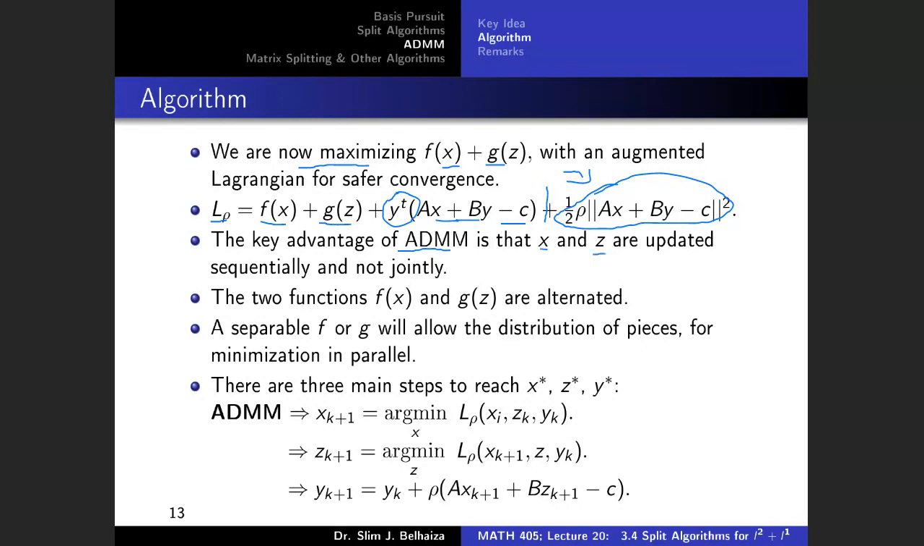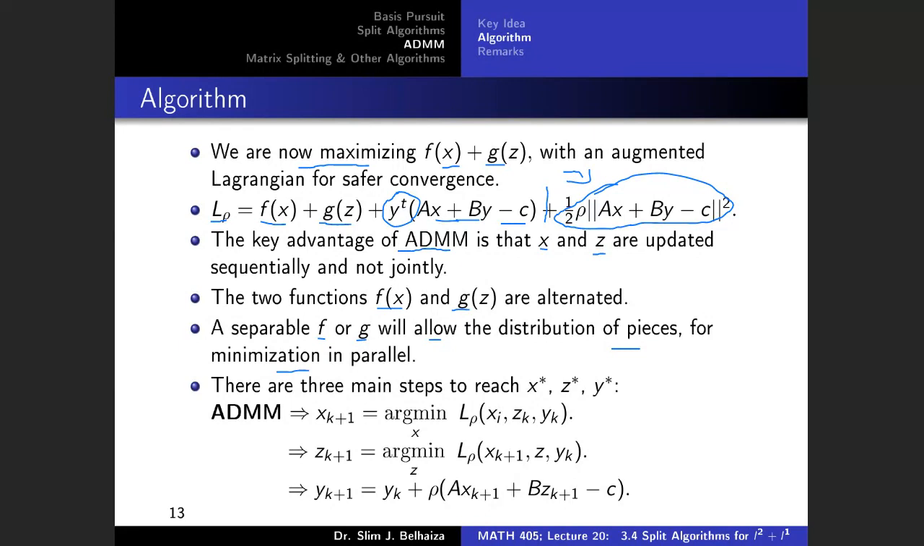The two functions f of x and g of z are alternated. One time you are optimizing one function, next time you are optimizing the other function, and you're feeding it with the previous solution you got from the previous function. So a separable function f or g will allow the distribution of pieces for minimization in parallel. Once you separate, you can distribute these pieces to parallel computers.